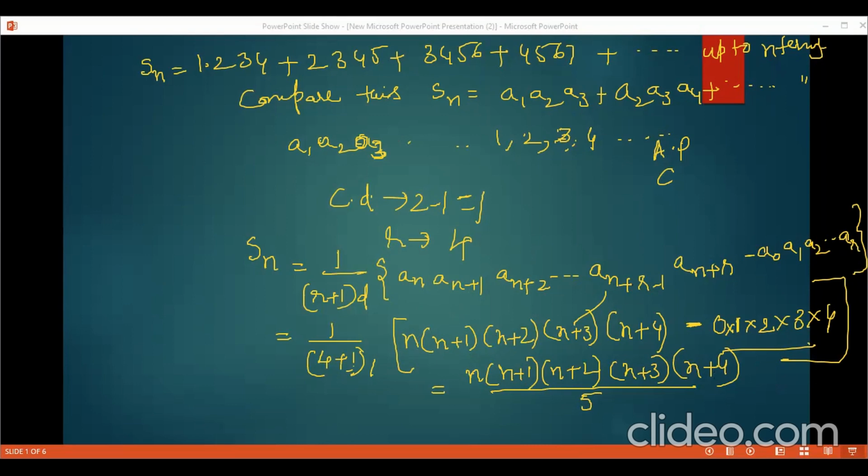Next type, we will move to type 3. What is type 3?